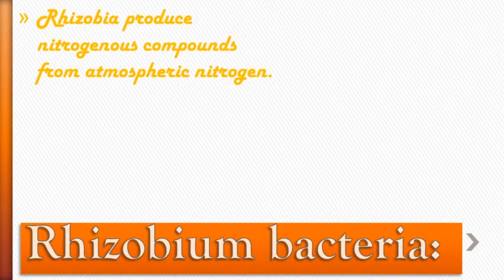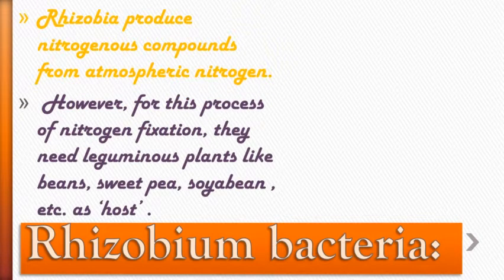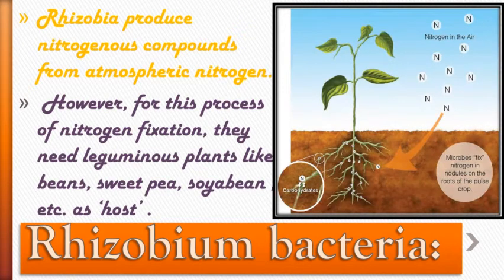All right. So Rhizobia produce nitrogenous compounds from atmospheric nitrogen. Now nitrogenous compounds means nitrates, nitrites and amino acids, right? From atmospheric nitrogen, that means the nitrogen which is present in the atmosphere or air. However, for this process of nitrogen fixation, they need leguminous plants like beans, sweet pea, soya bean, etc. That means to grow, the bacteria require only a leguminous plant. This is a condition to grow the bacteria, right?